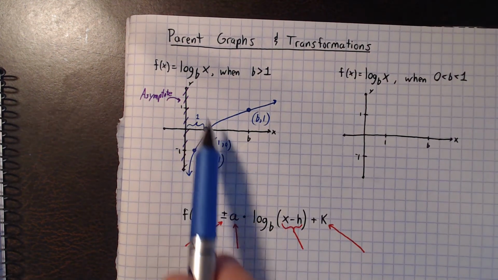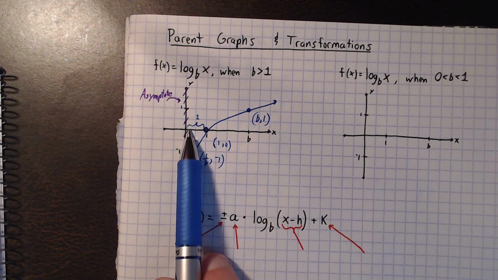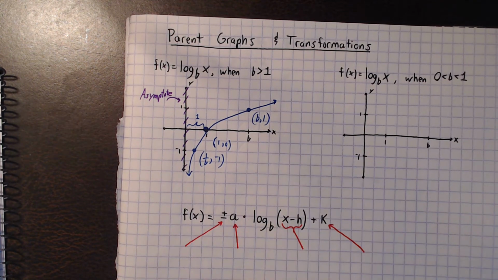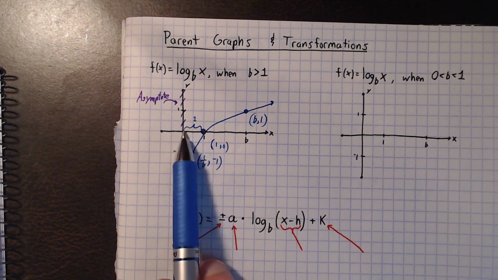If that was a 5, this would be really close to be 1/5 the distance. This point would be out here at 5. Okay, this point always going to be at 1, 0.